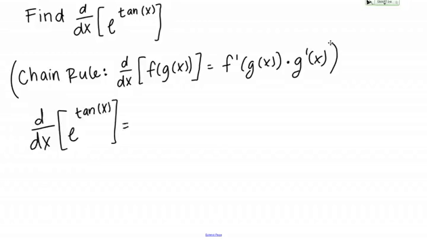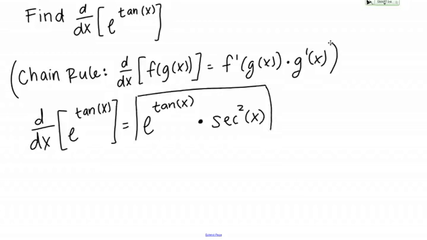If I actually go ahead and evaluate this derivative, the derivative of the outer function, e to the x, is just e to the x. So that part's going to stay the same. And I'm evaluating it at the inner function, so I'm just going to keep my e to the tangent of x. But the chain rule part of this says that I need to multiply by the derivative of that inner function. So I need to multiply by the derivative of the tangent. And the derivative of the tangent is secant squared. Alright, so my answer is e to the tangent of x times secant squared of x.